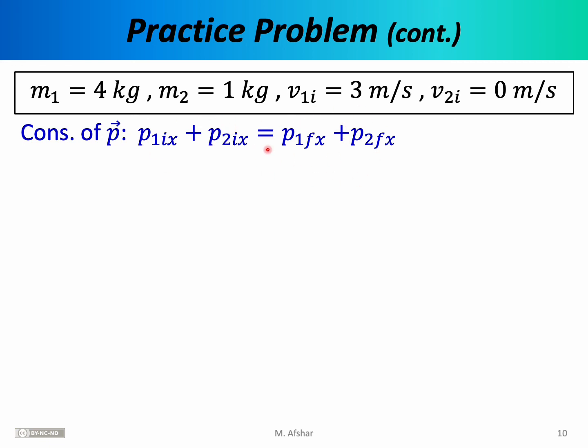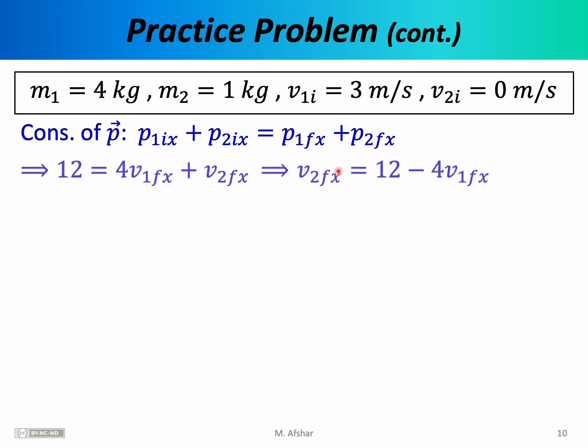I have to remember that my system consists of two particles or two objects, and so I need to calculate the momentum of one, the momentum of two, and add those together. I'll have to do that initially, and I'll have to do that finally as well, and then set those equal to each other. I can calculate the initial momentum of each particle easily. When I add those together, I find that the initial momentum of the system is 12. The final momentum of the system is 4 v1fx plus v2fx.